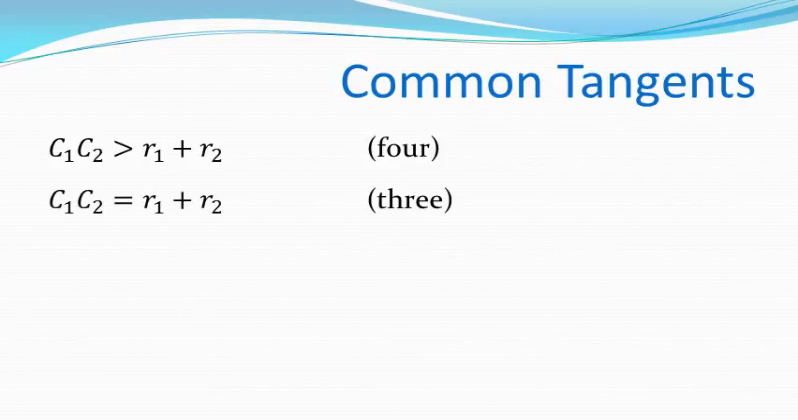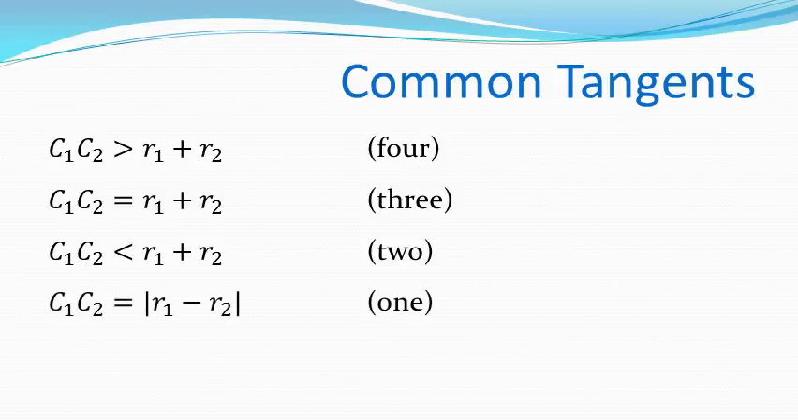So depending on the relative position of two circles, we can have different numbers of common tangents. So if C1C2 is greater than R1 plus R2, that means one circle is completely outside the other circle and they do not intersect, the number of common tangents would be 4 in this case. If C1C2 is exactly equal to R1 plus R2, then the two circles touch externally and there would be 3 common tangents. If C1C2 is less than R1 plus R2 and also greater than R1 minus R2, then there would be 2 common tangents.